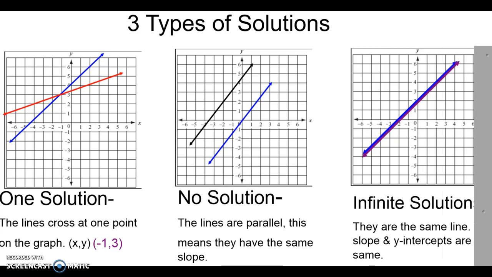And the third and final type of solution, and we don't see this too often, is called infinite solutions. This means that they are the same exact line, and the slope and y-intercepts are exactly the same in the equations.